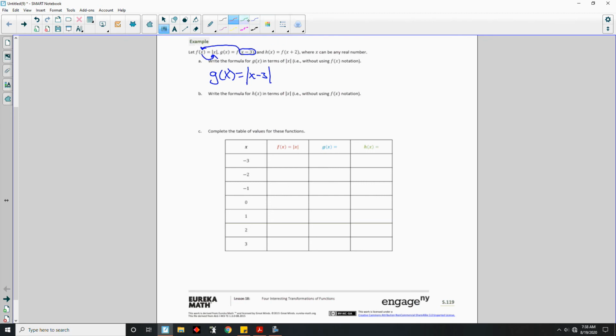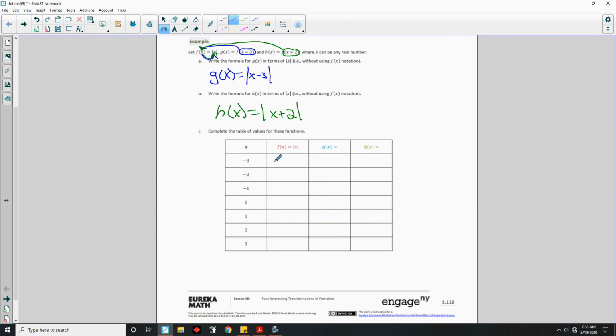Okay, and then h of x is f of x plus 2. So we're going to take that x plus 2, we're going to plug it in for x in the f of x, which therefore puts it in the absolute value bracket. So we're going to get h of x equals the absolute value of x plus 2. And there you have it.